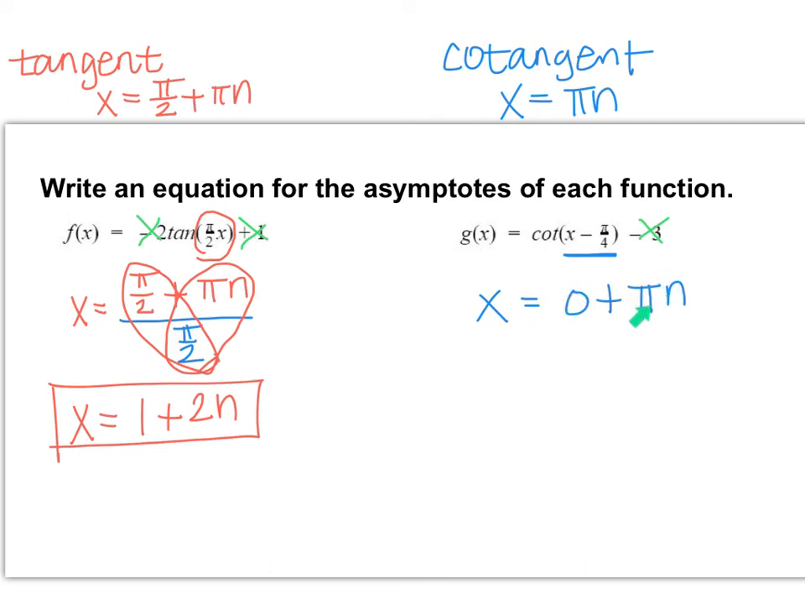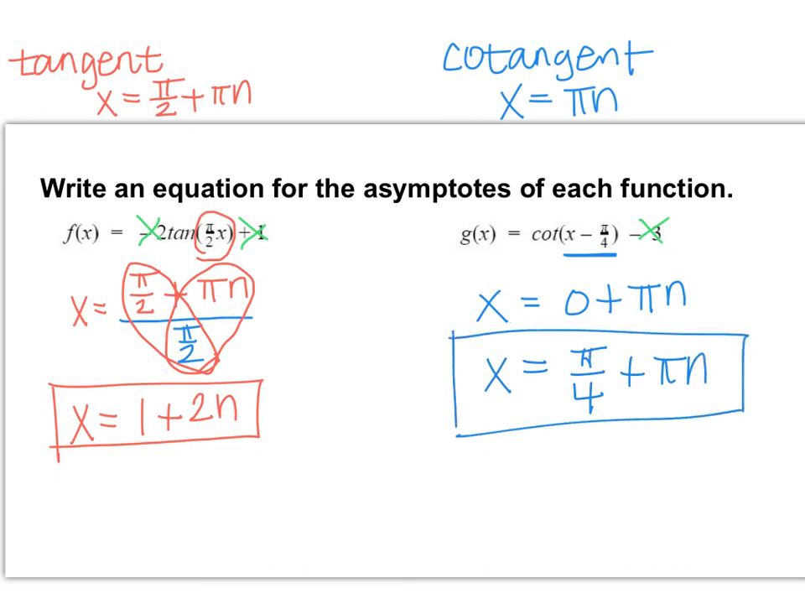I'm not going to mess with this pi n because that is just talking about the distance we travel to get to the next one. And this transformation, right pi over 4, moves everything to the right pi over 4. It doesn't change the distance between the asymptotes. So I get pi over 4 plus pi n. And that's my final answer.